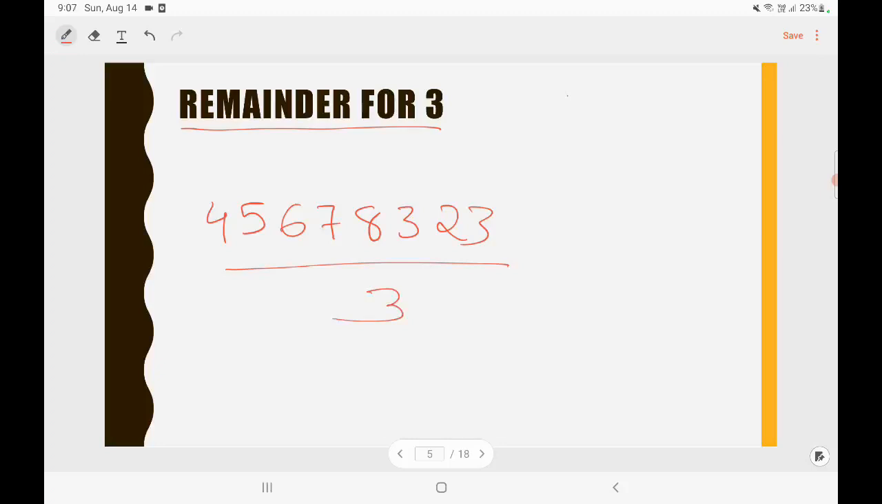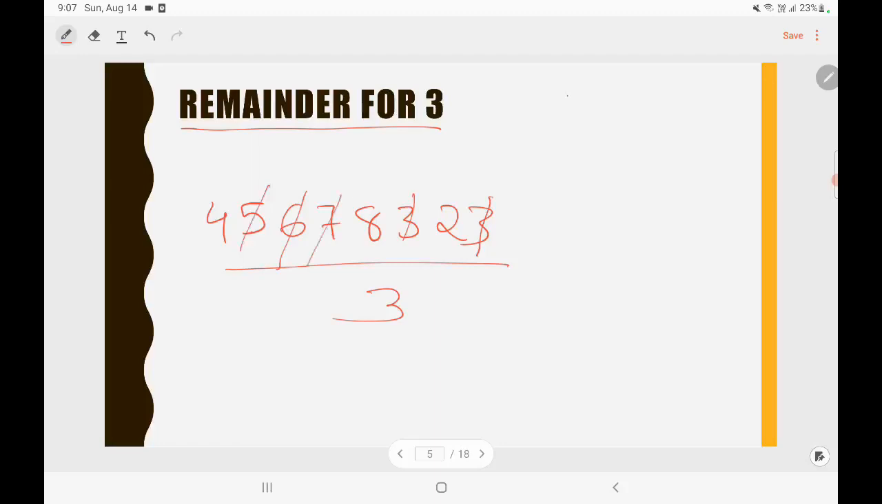For that, what you need to do is cancel out the multiples of 3 from this number. That is, you can cancel this 3 because it is divisible by 3, right? You can cancel this one. You can cancel 6. And if you add 5 and 7, you will get 12. 12 is a multiple of 3. So you can cancel 5 and 7 together.